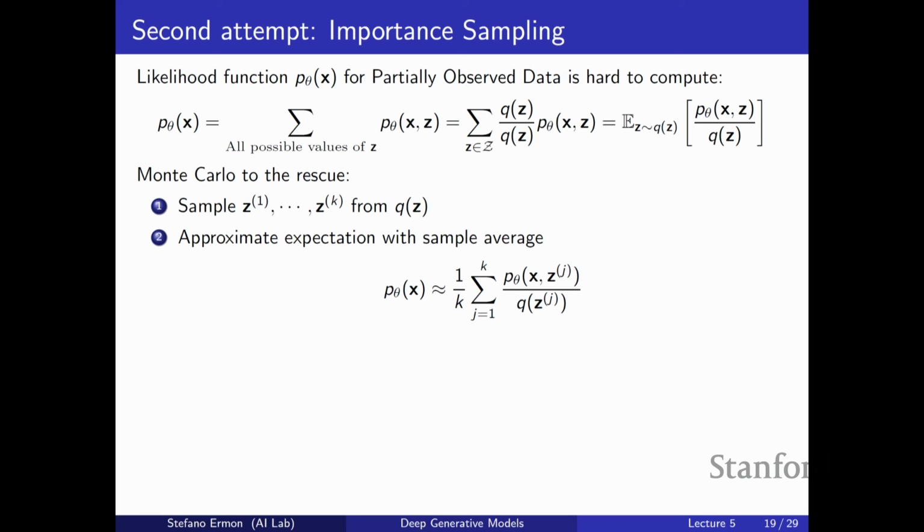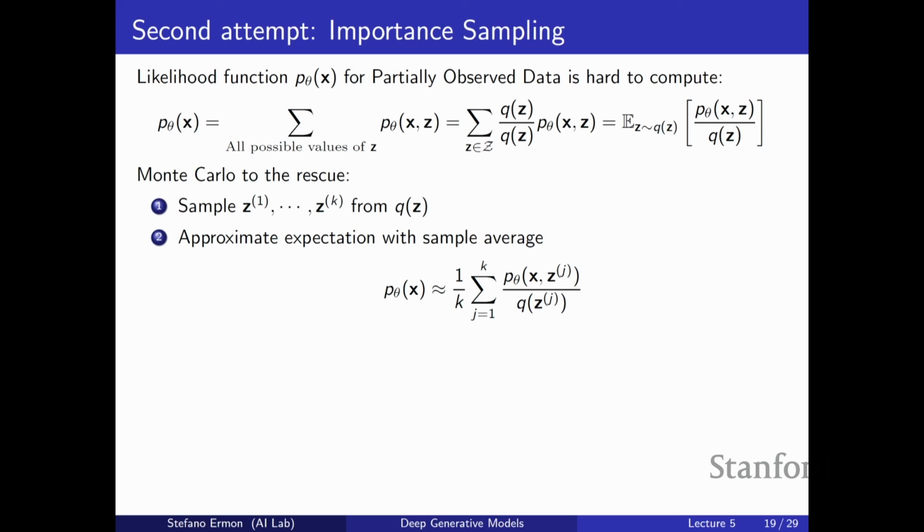Now we don't sample them uniformly. We sample them according to this proposal distribution Q, which can be anything you want. And then we approximate the expectation with this sample average, just like before. Now the sample average has this importance weight that you have to account for in the denominator, because the expression inside the expectation has this Q in the denominator, so we have to put it here.